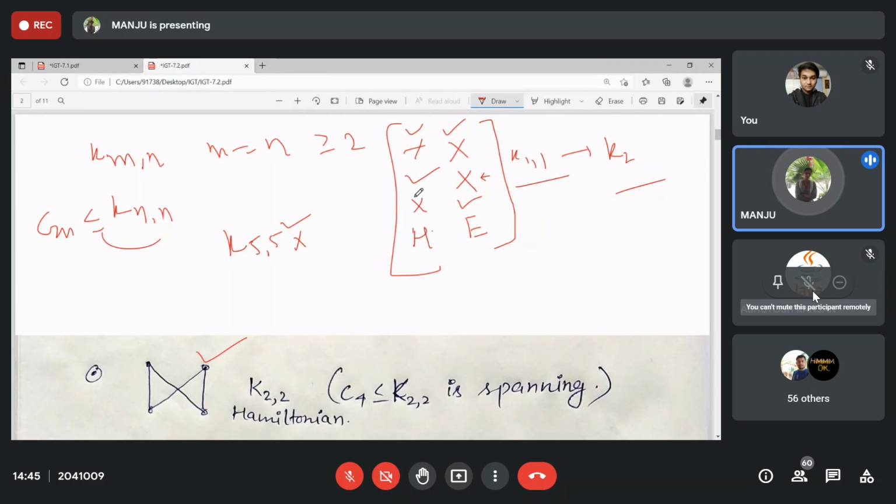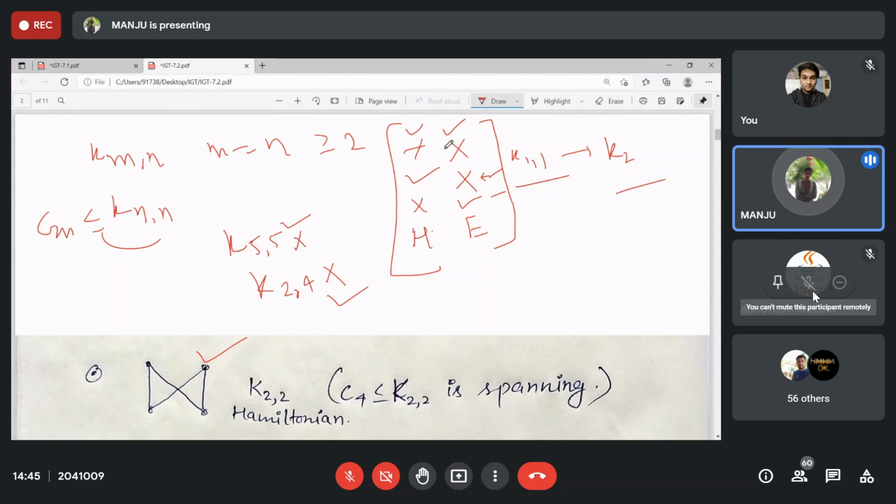Not Hamiltonian but Eulerian: you can have both parts even, but not equal. K2,4, K4,10 and so on, right? K even,even is not Hamiltonian but Eulerian. Clear? So these two are done.